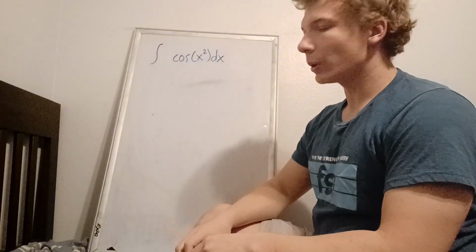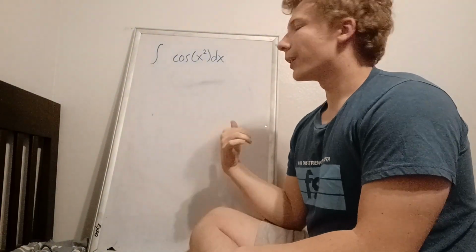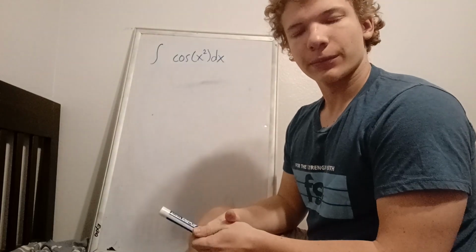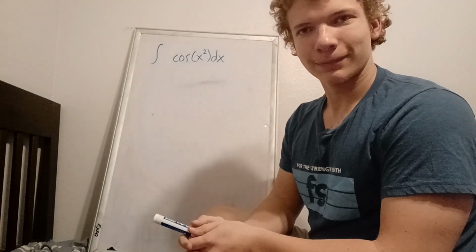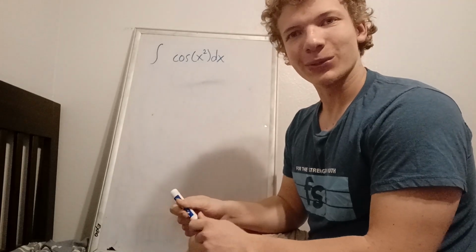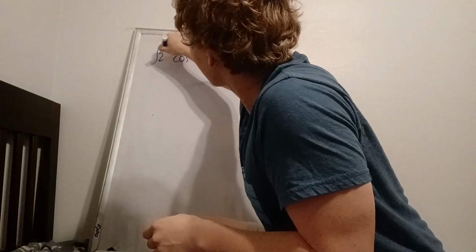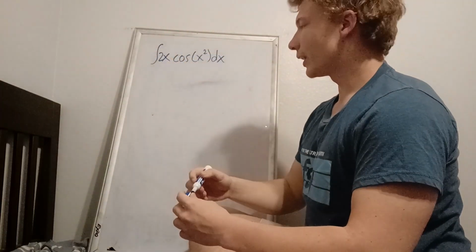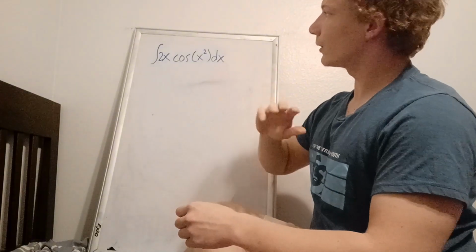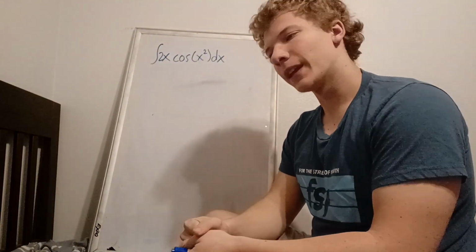The integral of cosine of (x squared). Okay, so how do we go about this? Well, we actually can't. Sorry, this isn't a solvable integral with our current tools. However, I'm going to add a 2x right here, and we're going to make this integral the integral of 2x times cosine of x squared dx.